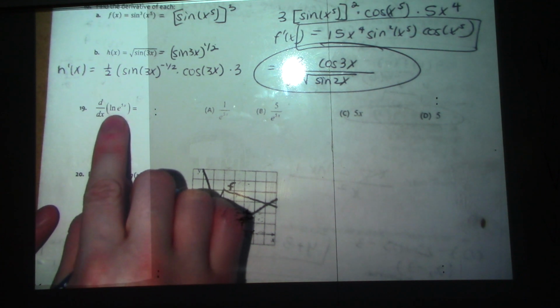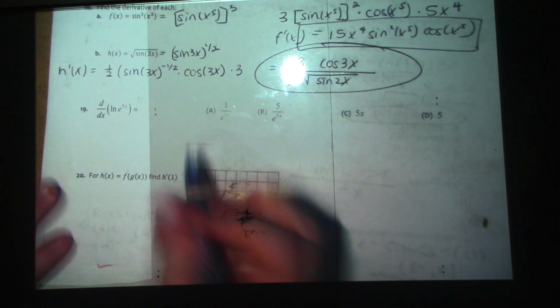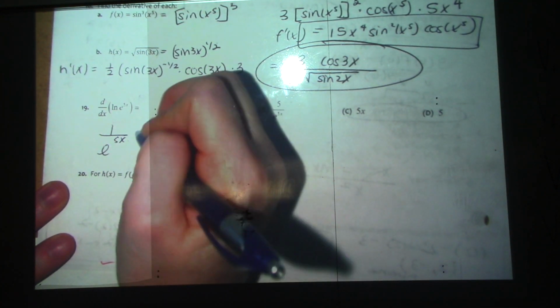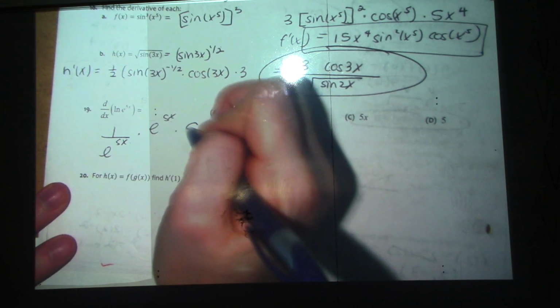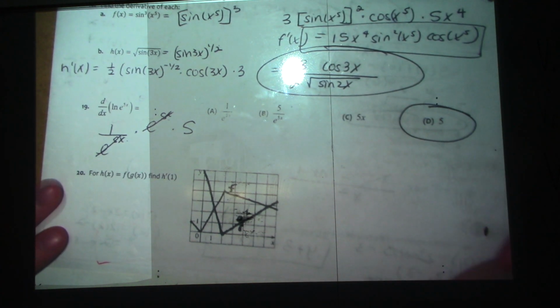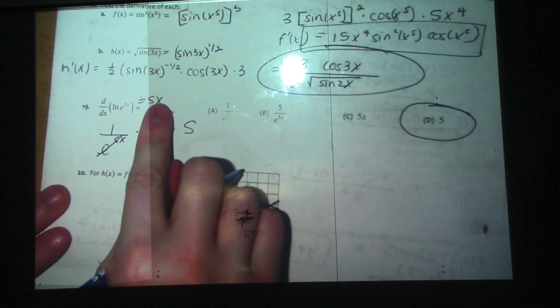I'm taking the derivative of natural log of e to the 5x. So derivative of natural log means 1 over this, times derivative of this, right? And then I still have a function, so times 5. This cancels out, and I'm just left with 5, which is d. You also could have said natural log and e cancel out, so that would just leave me with 5x, and the derivative of 5x would just be 5.